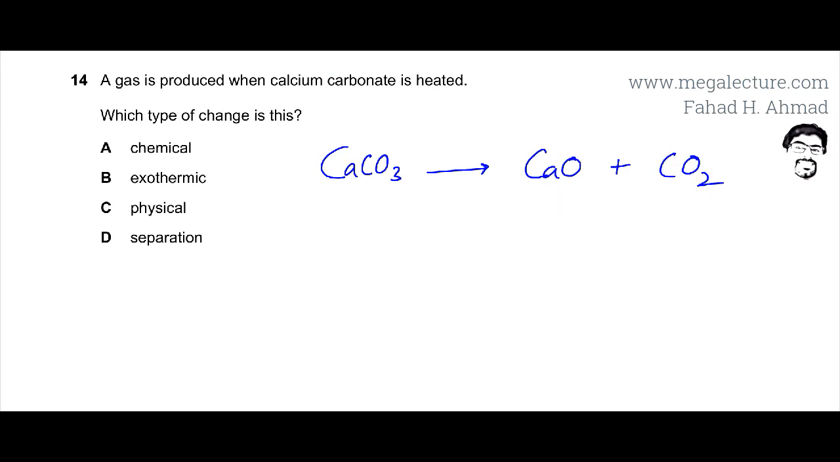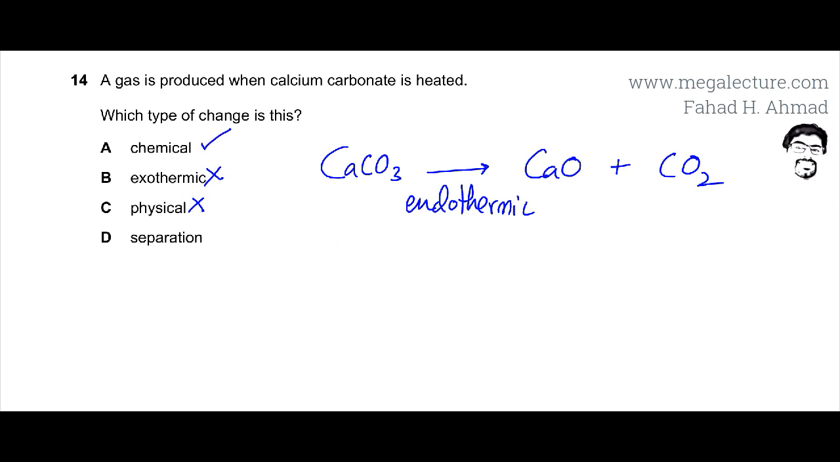So all carbonates, when they decompose, are going to do the same. Carbonate produces a metal oxide and a carbon dioxide gas molecule. Now, what type of change is this? It's not an exothermic reaction because energy is required. It's an endothermic reaction, so exothermic is incorrect. It's not a physical change because it's a chemical change. Compounds are changing into different compounds. So, it's a chemical change.